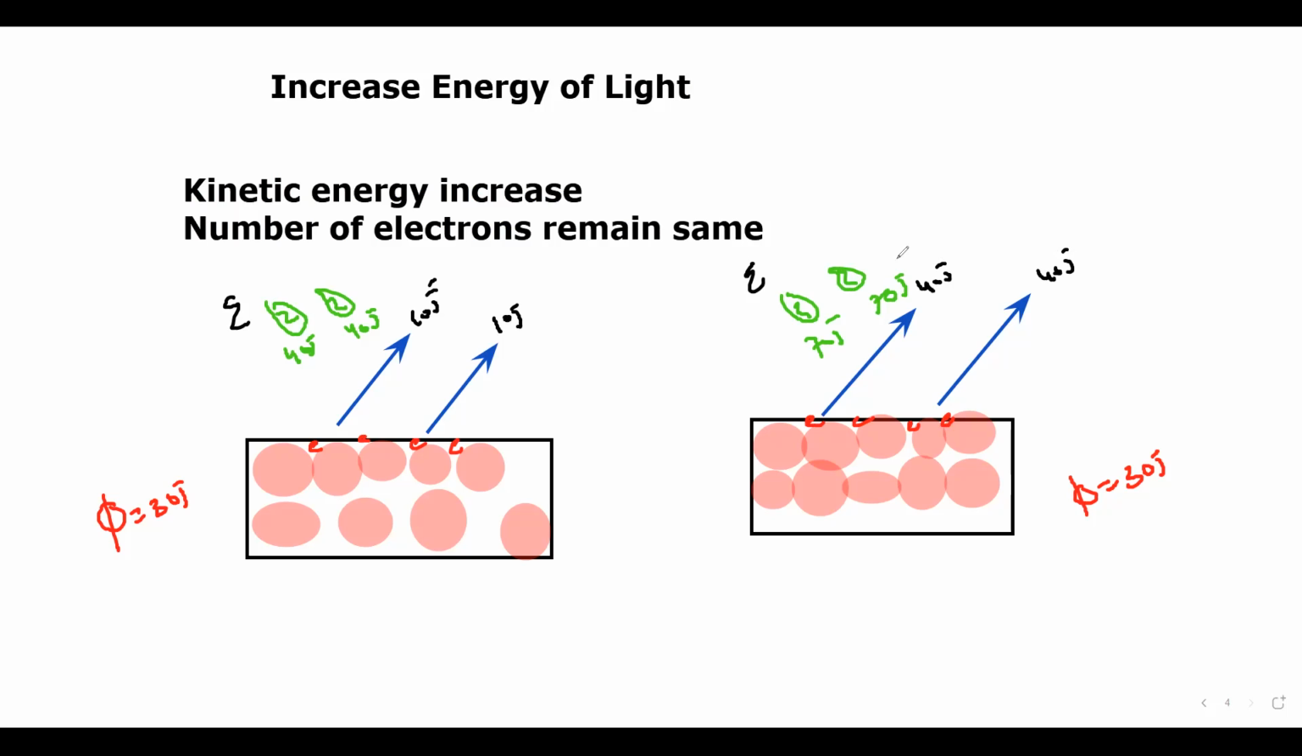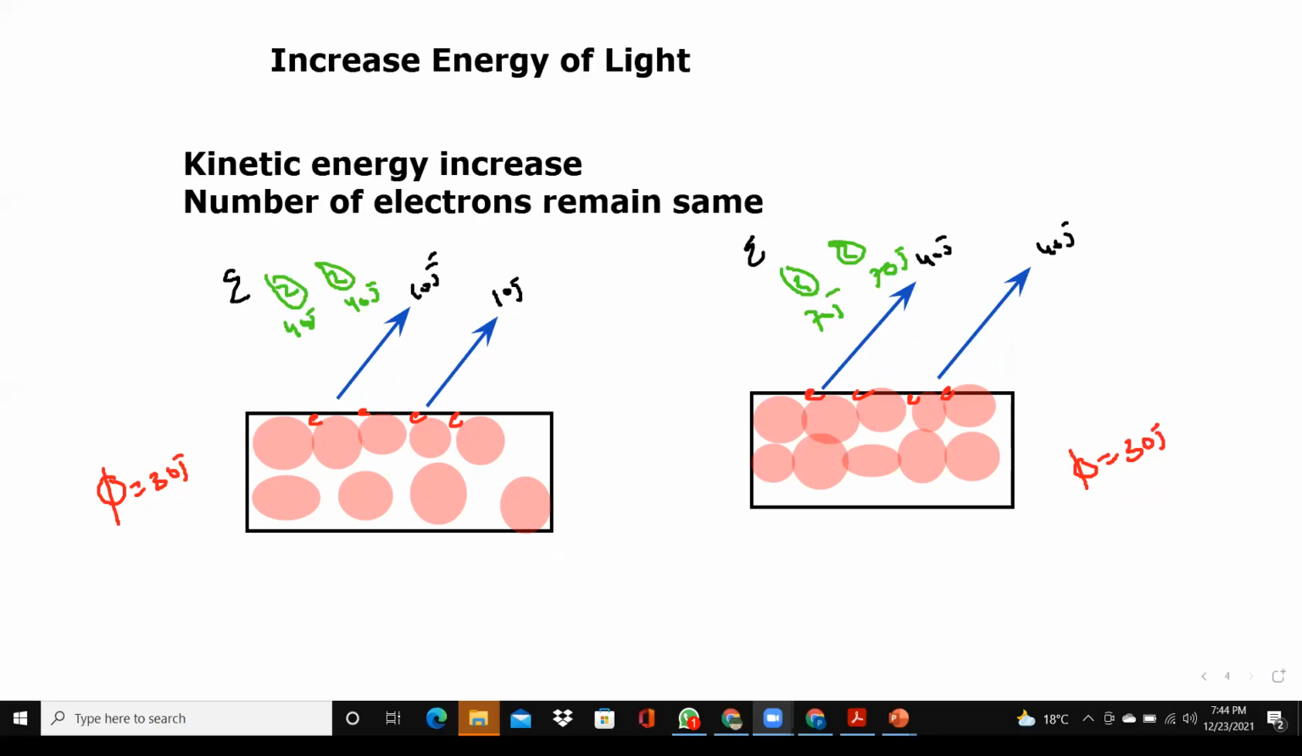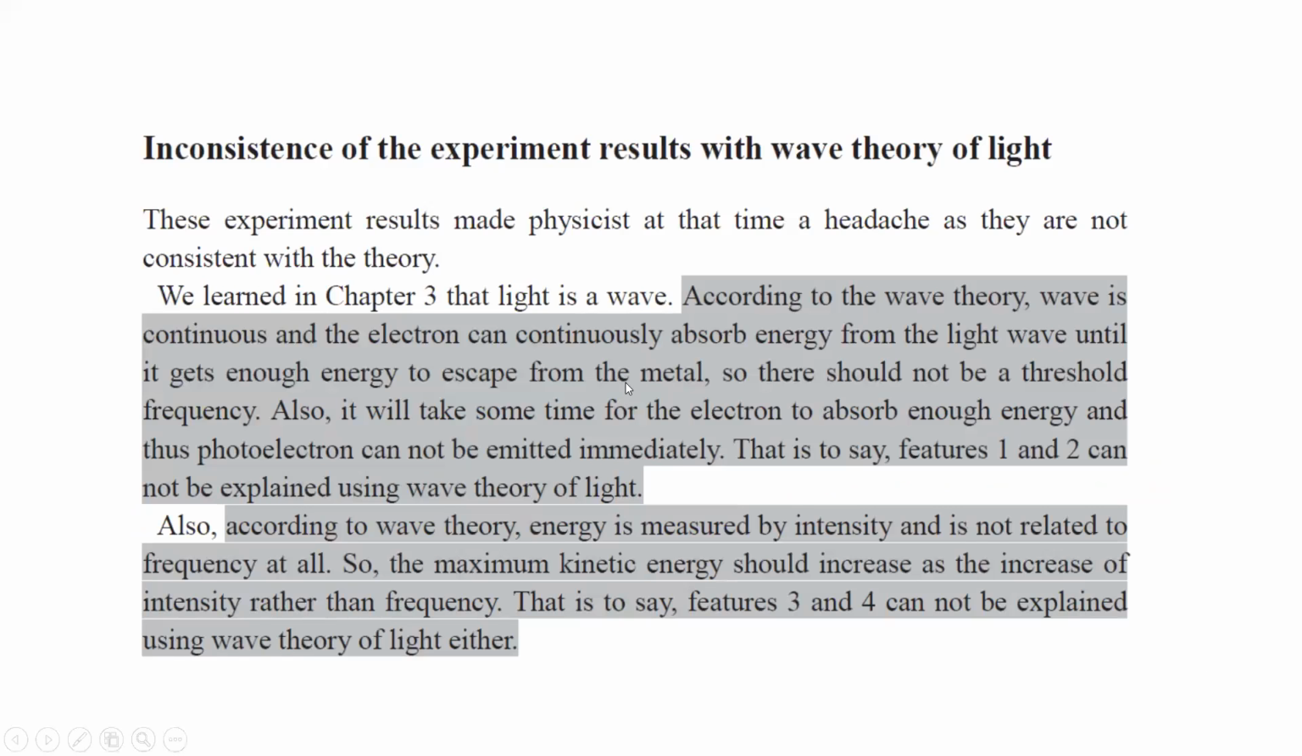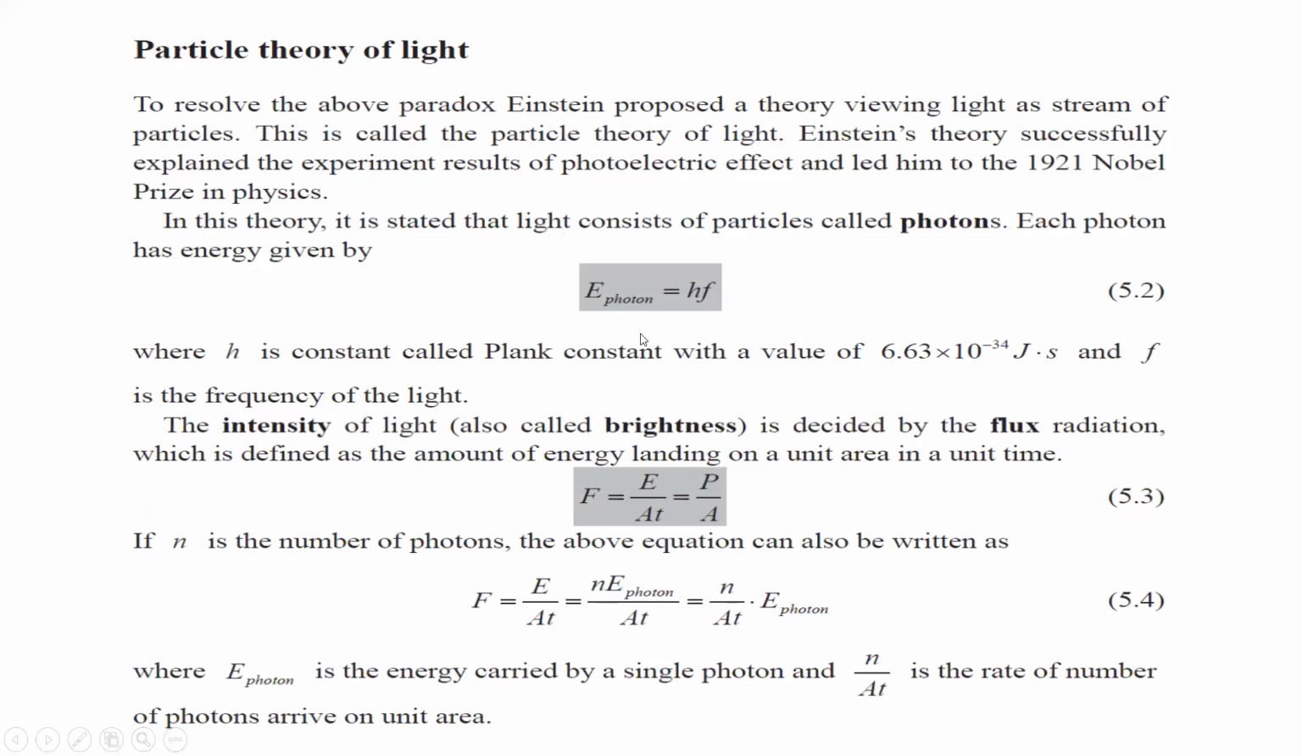So this again is explained by particle nature. Wave nature is not able to explain this at all. So that's why we say the photoelectric effect can only be explained by a particle nature of light. If light had only a wave nature, we could not explain the photoelectric effect.